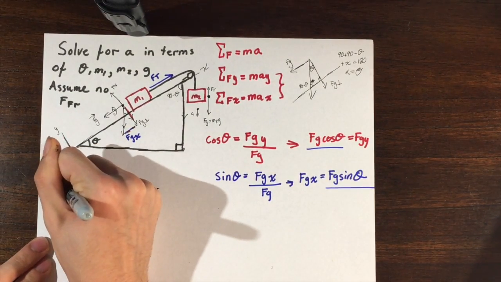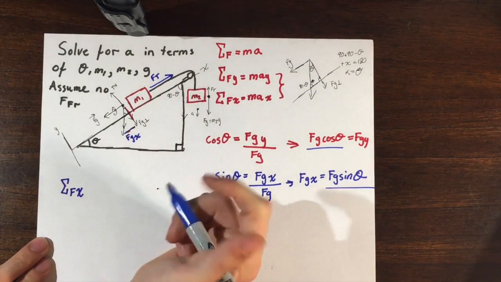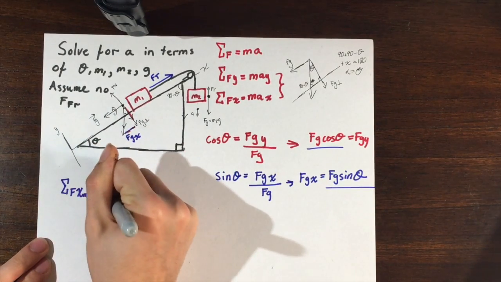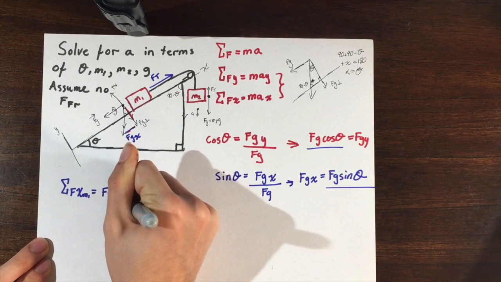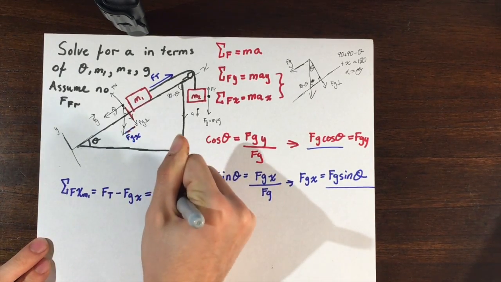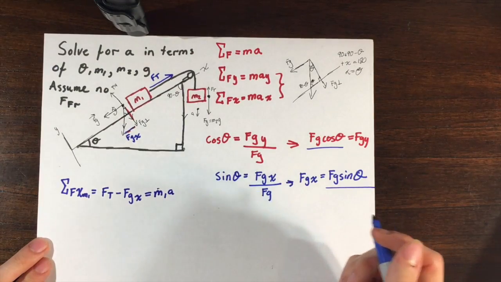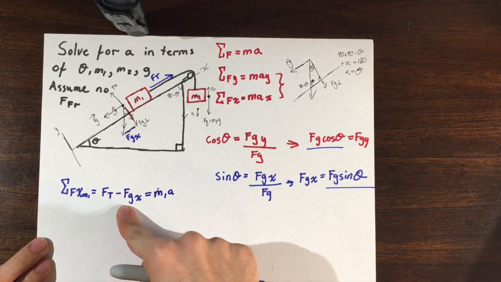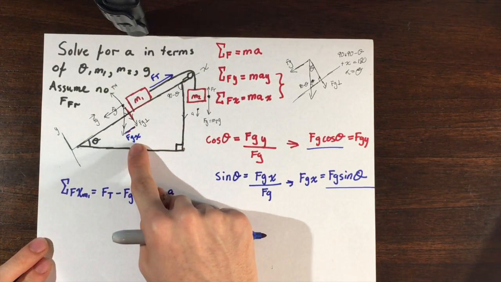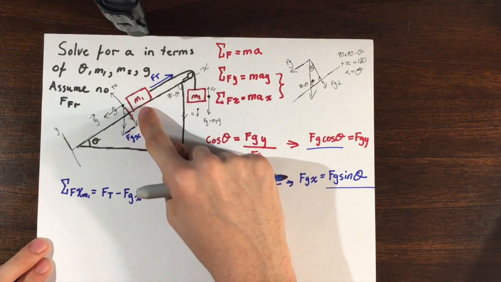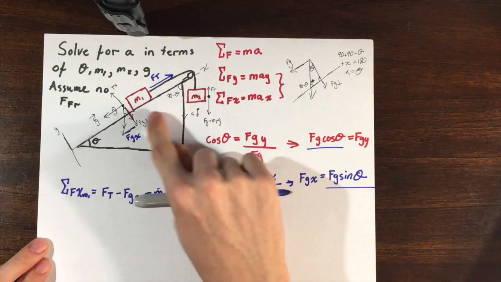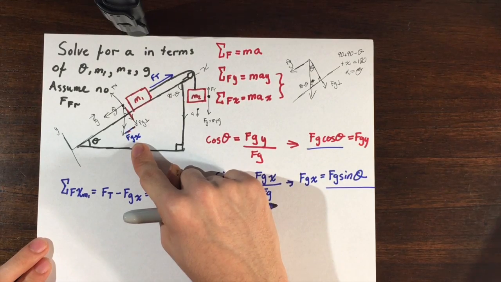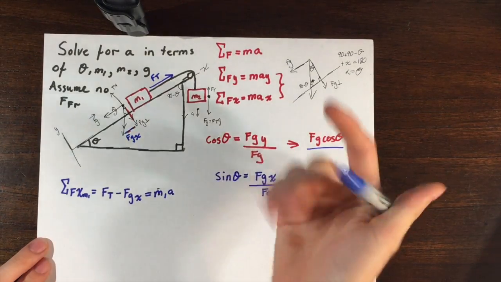So we have the summation of the forces in the x direction for m1 equaling force tension minus force gravity in the x, which is going to be equal to the mass 1 times acceleration according to Newton's second law. And realize that I took force tension first and subtracted force gravity from it because force tension is being impeded by force gravity, not the other way around. Our acceleration is in the direction of force tension. Force gravity in the x must be subtracted since it is in the opposite direction of the acceleration. It is impeding the acceleration.